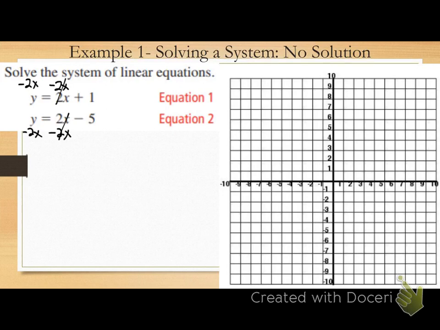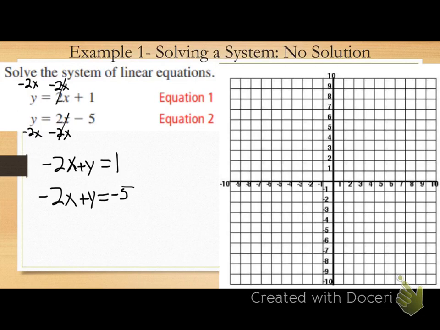Can I combine the 2x's with the y's? No. So up top I get negative 2x plus y equals 1. And the bottom, negative 2x plus y equals negative 5. Are you okay with how I've converted the standard form here? Does everything line up where it needs to go?